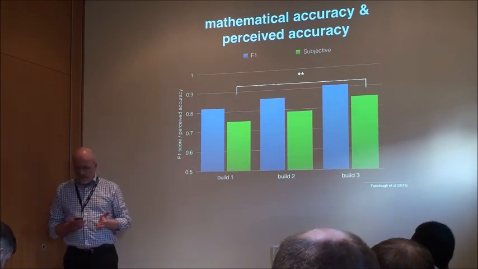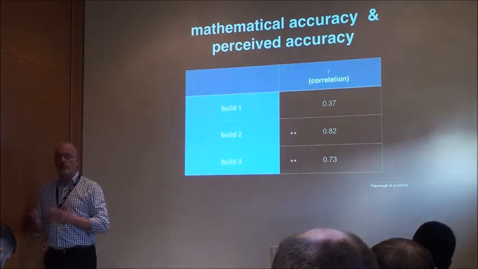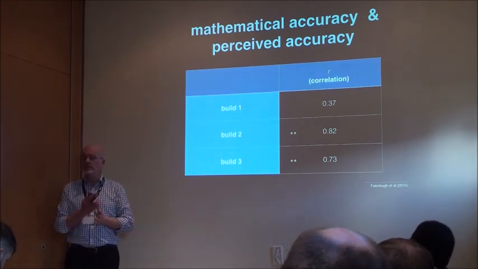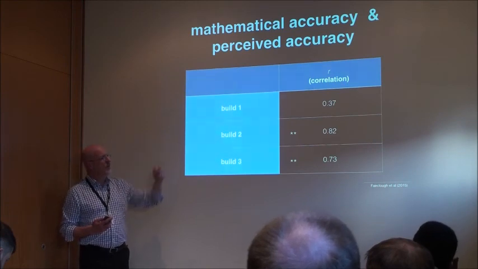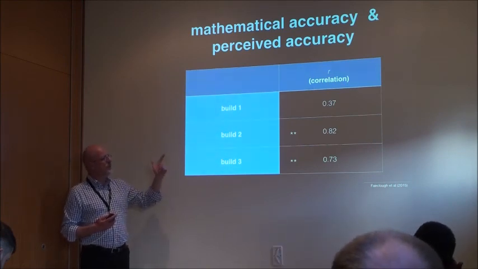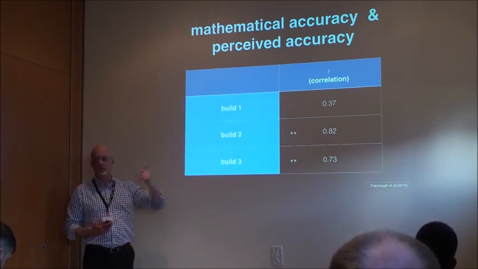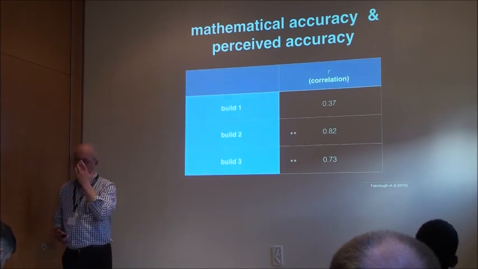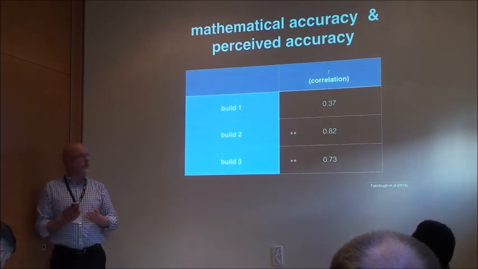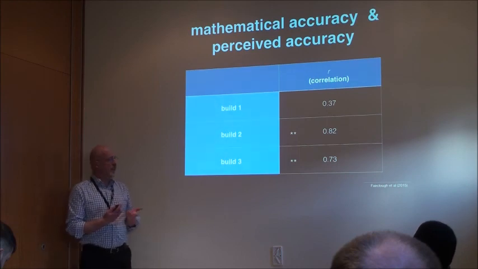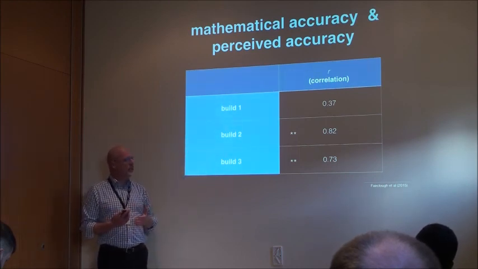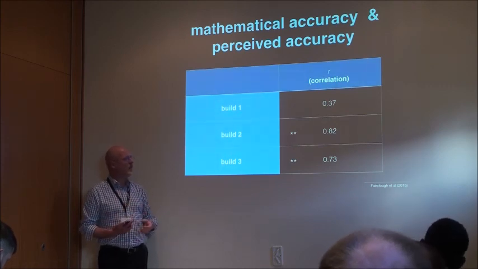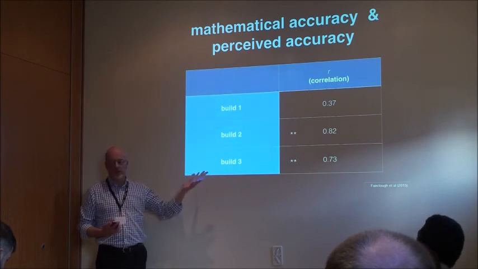The other thing that's interesting is that we looked at the correlation between the mathematical accuracy and subjective accuracy. At build 1, there is very little correlation, but the correlation between the two rises significantly as we get to build 2 or build 3. There's one of two different interpretations here. Either the system is genuinely getting better, and as it gets more data, it is able to more accurately approximate the user's own perception of what is going on.